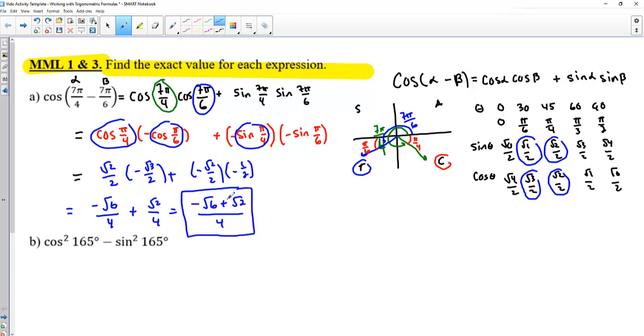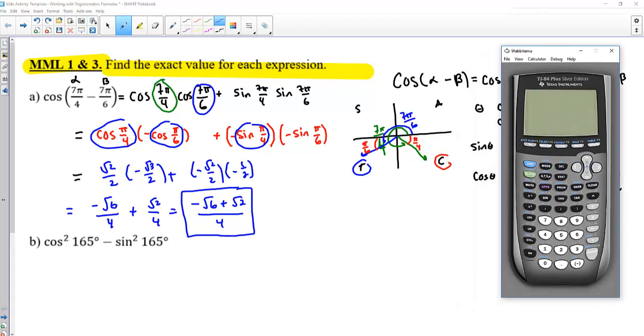Now I can check my answer by simply looking at my calculator and saying, okay, calculator, turn it on and hit mode. Make sure you're in radians. So I'm in radians. And then all I need to do is check what is the cosine of 7 pi divided by 4, and then take away 7 pi divided by 6. And so I get this as my answer.